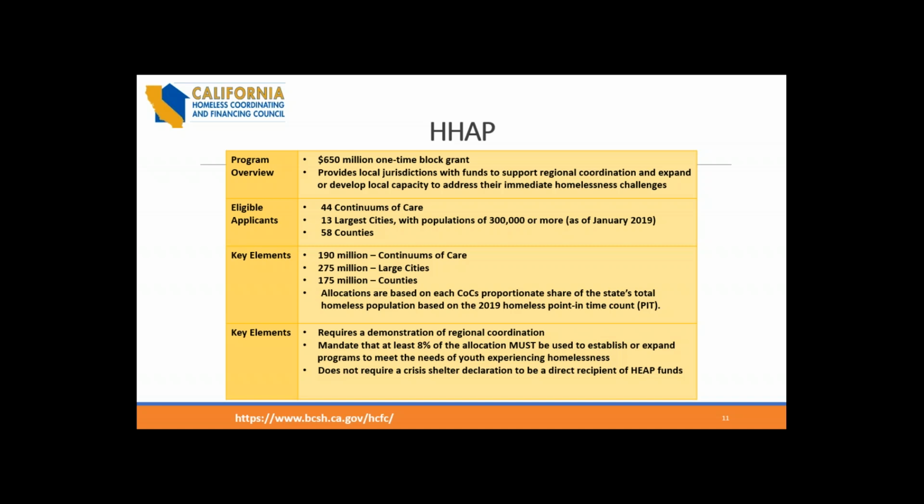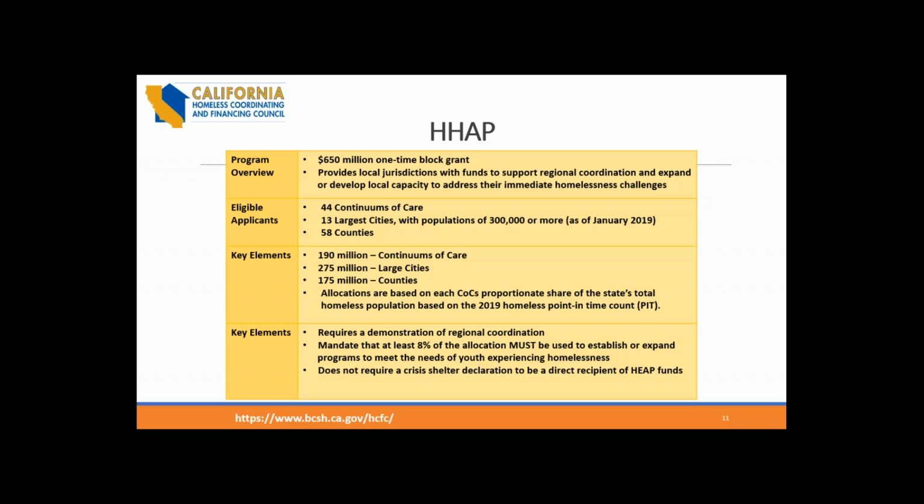The allocations are based on a formula based on their total homeless population from the 2019 point in time count. So it will be a direct allocation again, and those allocations will be posted as soon as HUD releases the final numbers for the 2019 point in time count. Again, the key element of this is regional coordination. There are a variety of eligible uses, which we will define in our program guidance that will come out shortly.